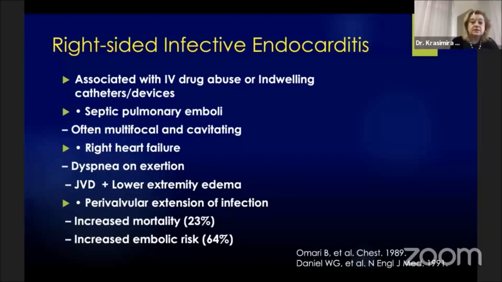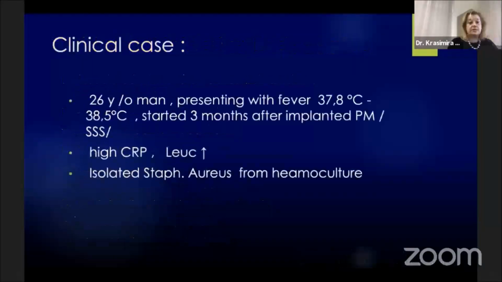Right-sided infective endocarditis is associated mainly with intravenous drug abuse, indwelling catheters or devices. We have sepsis, pulmonary embolism, and multifocal cavitation. Most often it is connected with right heart failure, dyspnea on exertion, jugular venous distension, and lower extremity edema, and perivalvular extension of infection. It is associated with higher mortality and a high risk of embolic incidence.